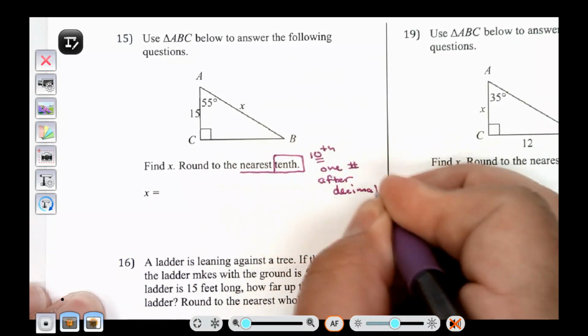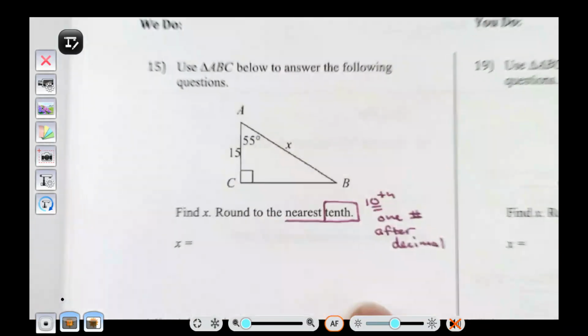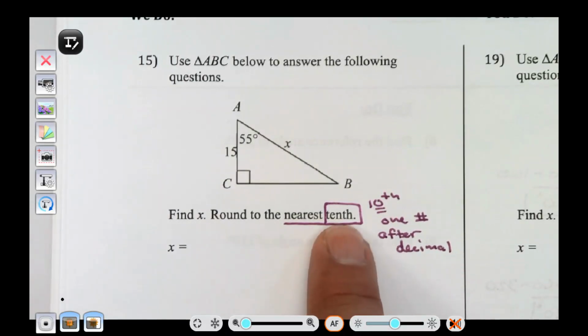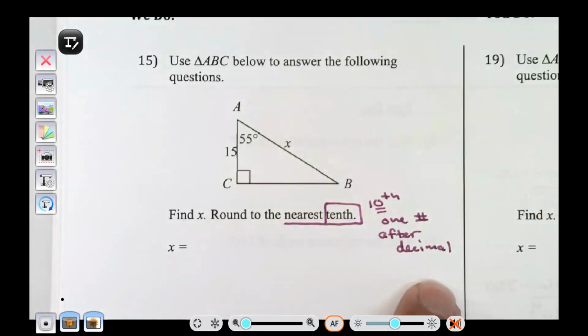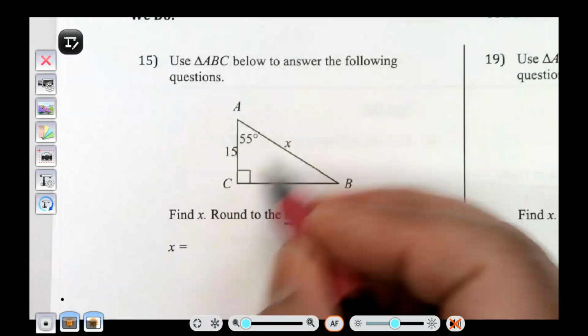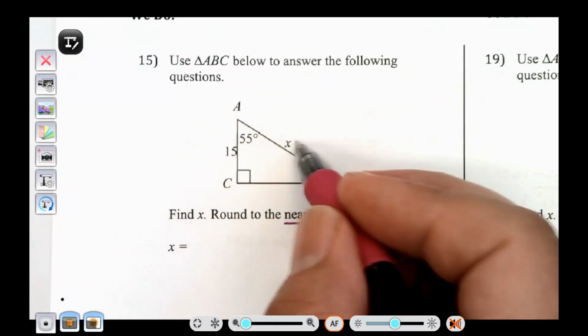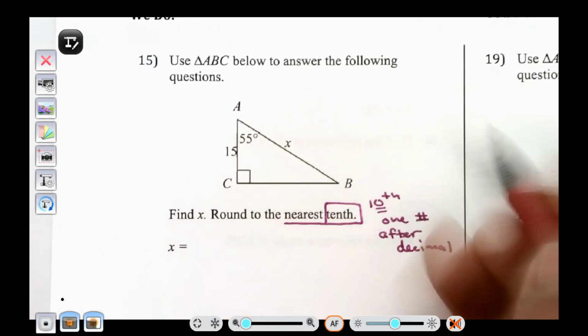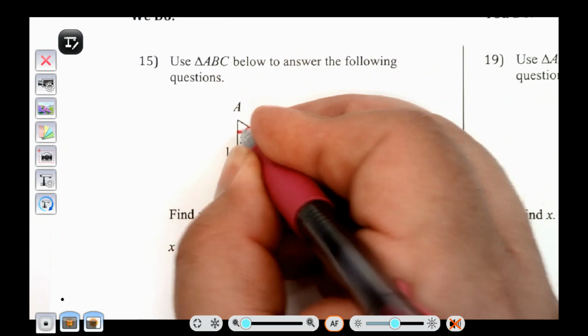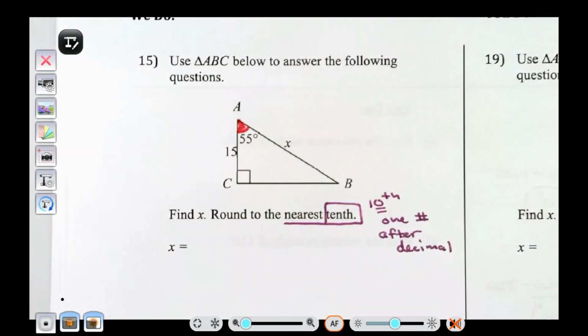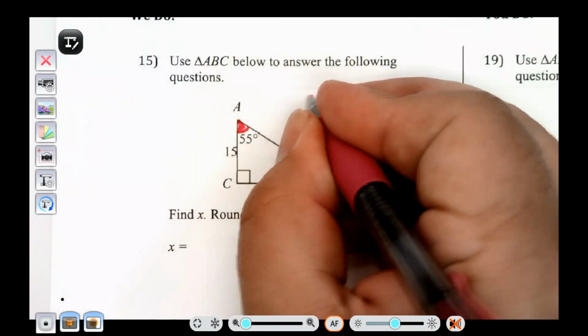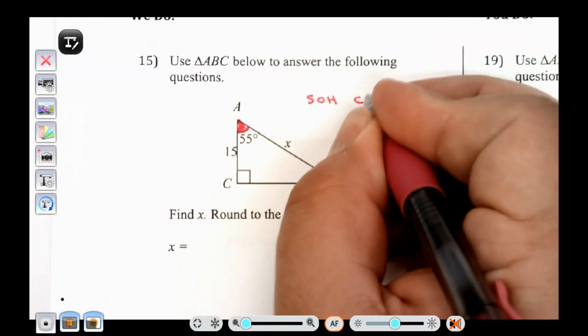For those who still struggle with trying to remember, well, how many numbers do you need? Remember, that's the trick. Tenth, you write the number 10. It has 1 0, so one number, just one after the decimal. All right, but we already know, if we see a right triangle, yes, sometimes we think about Pythagorean theorem, but I don't know this side. But as soon as we see an angle show up, like they did here with the 55, this is how we know that our friend SOHCAHTOA is going to help us out.